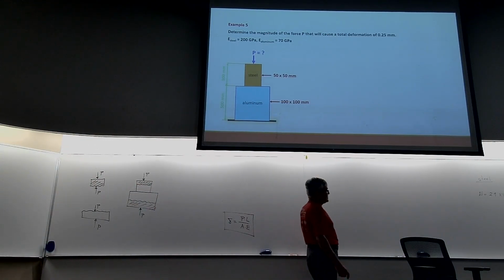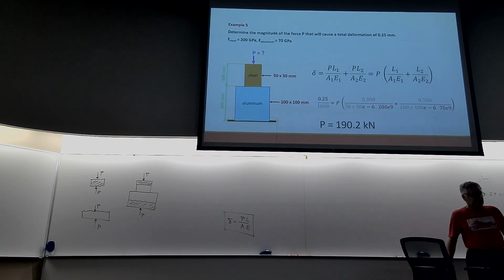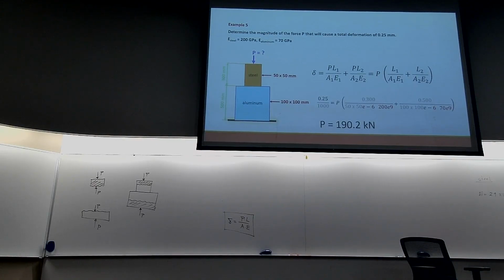Here are the numbers. We have delta 1 and delta 2. 1 is steel, 2 is aluminum. The force P is the same for both. So I factored it out and we end up with L over AE for piece 1 plus the same for piece 2. Delta is the quarter of a millimeter, so we need to divide by 1,000. Standard units are meters. P is the unknown.